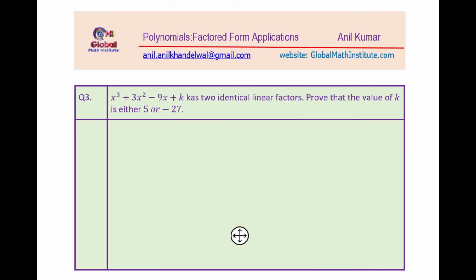Now let's look into question number 3. Now this is a very important question from a test point of view. I would like you to pause the video and answer this question. x cubed plus 3x squared minus 9x plus k, k has two identical linear factors. Prove that the value of k is either 5 or minus 27. So that's the question for you.